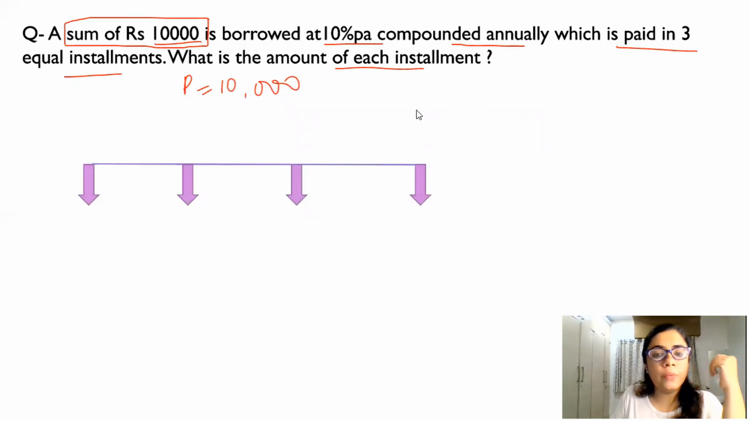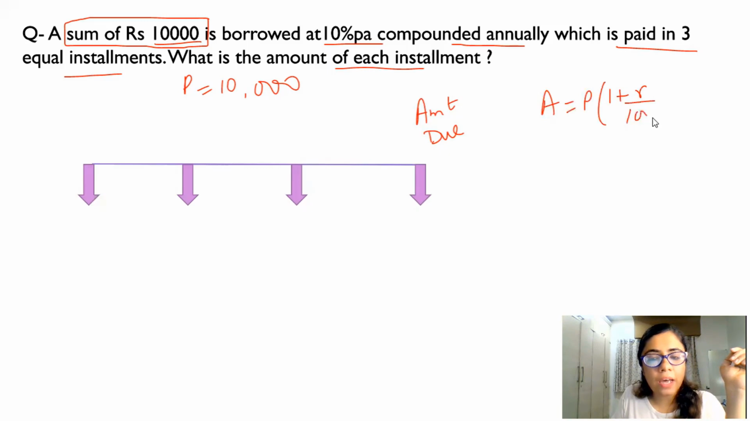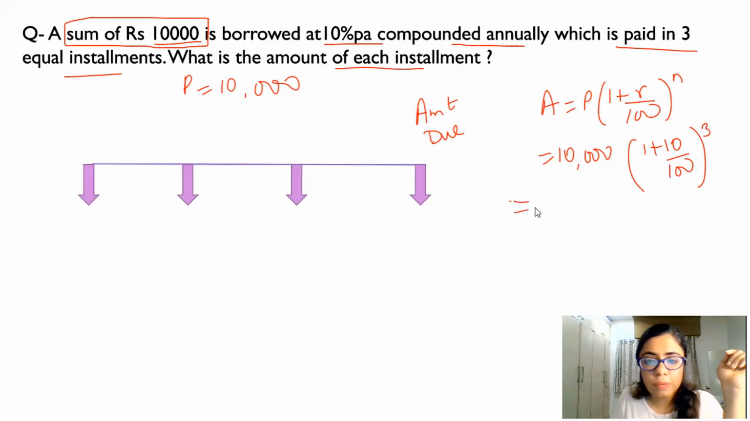Okay? Now what we'll do is, first we'll calculate the amount due. How will we calculate the amount due? This is compound interest, so A is equal to P into 1 plus R by 100 raised to N. My principal borrowed is 10,000 rupees. That will be 1 plus 10% is 10 upon 100, for 3 years. Correct?